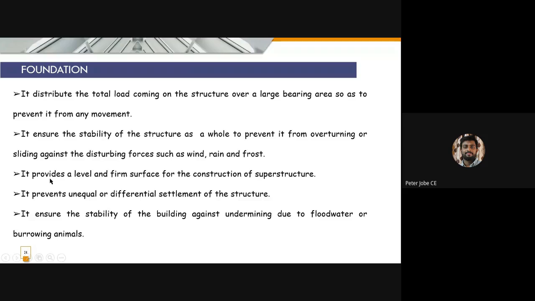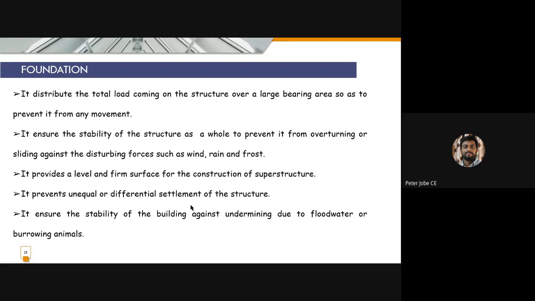So why we need to provide a foundation is that it will give us a level and firm surface so that we can construct walls on it properly. It also prevents unequal or differential settlement of the structure. Unequal or differential settlement is something different from equal settlement. Equal settlement is when the total building settles equally at all points. If we have four corners of a building, all four corners will settle equally, maybe 10 mm or 20 mm. In those cases, it is not as dangerous as differential settlement.